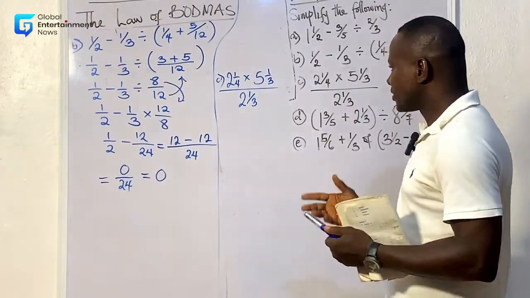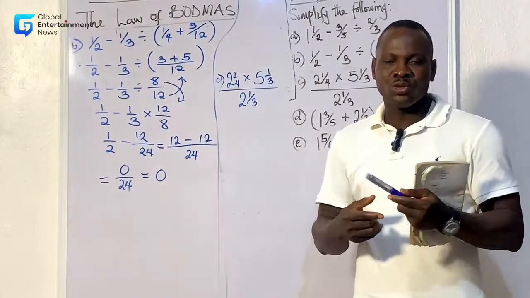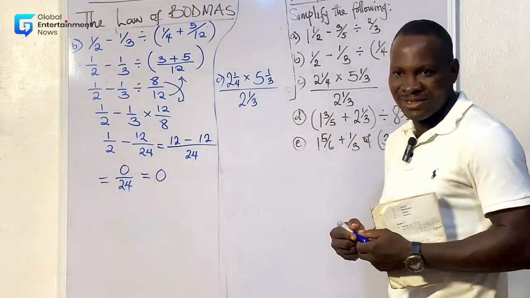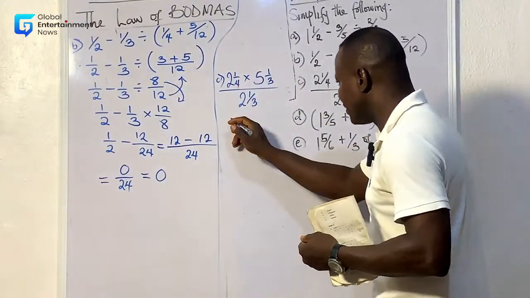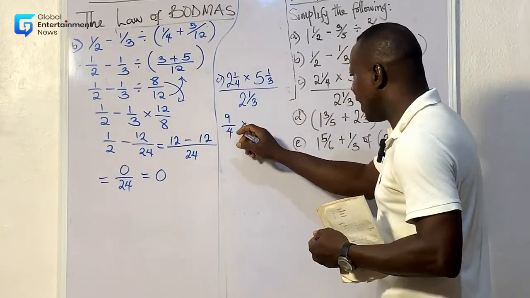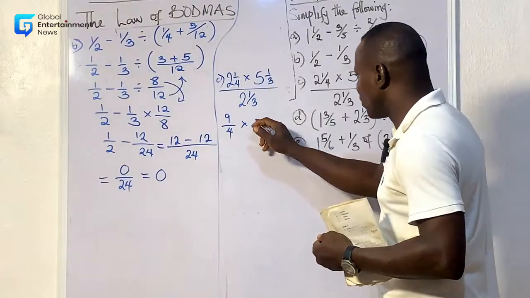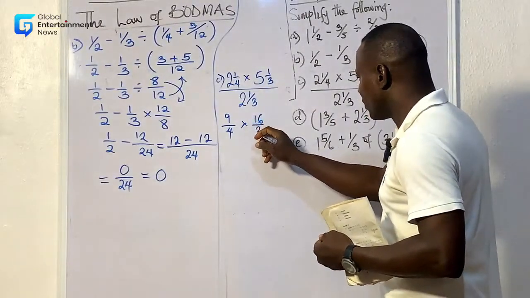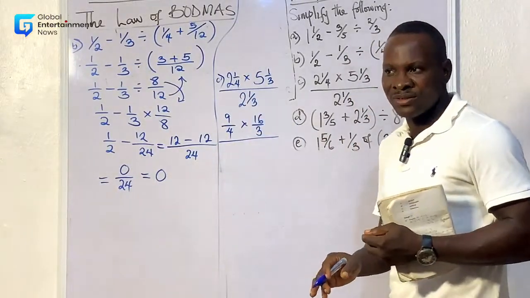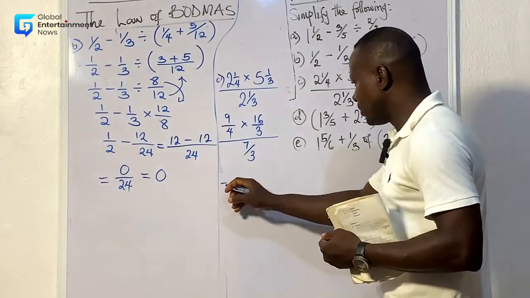So first and foremost, I told you that once you have a mixed fraction, you have to change it to an improper fraction. Now let's change it. 4 times 2 is what? 8. 8 plus 1 is what? Is 9. So what do we have here? 9 all over. What is the denominator? 4 times 3 times 5 is what? 15. 15 plus 1 is what? 16. All over what? All over 3. Then everything all over 3 times 2 is what? 6. Plus 1, 7 all over 3. So what do we have here?